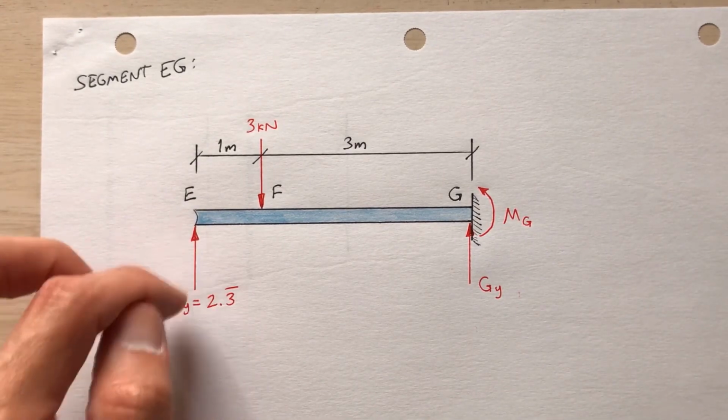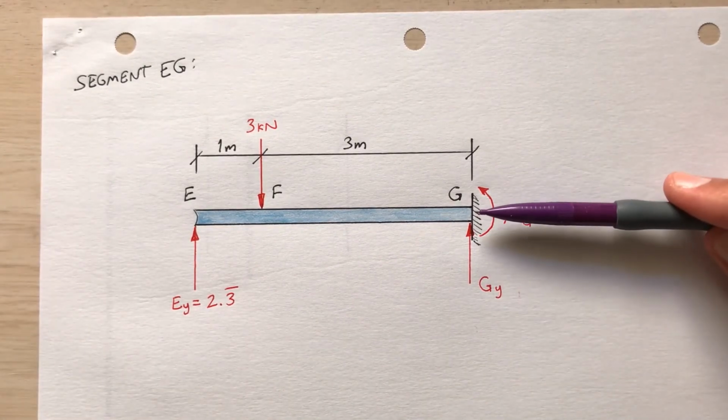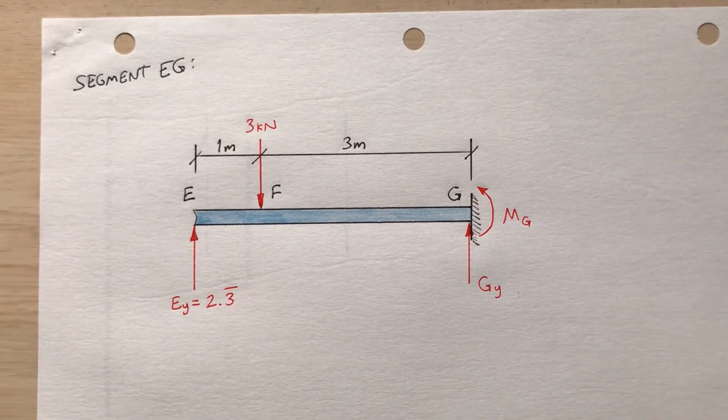Positive 2/3 going up. Okay, so what am I trying to find? Oh, and one more thing. Notice I don't show the horizontal reaction at G because there were no horizontal forces to speak of. Okay, so how do I find any of this?